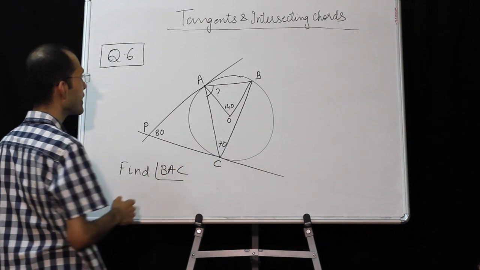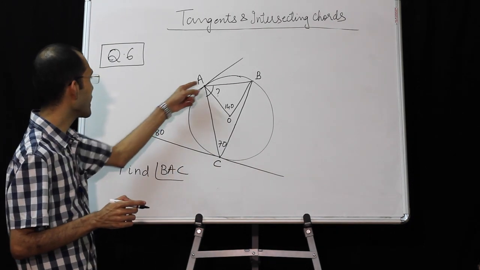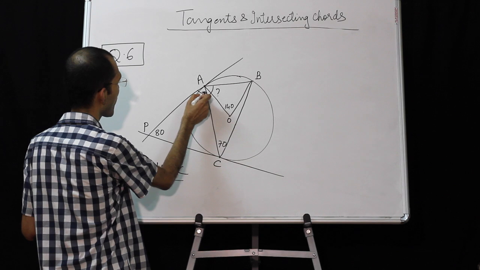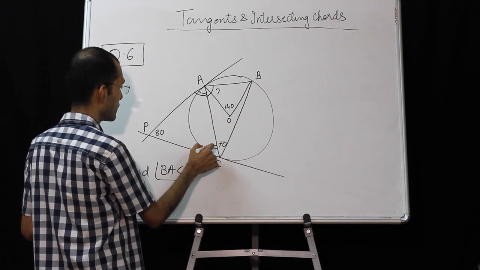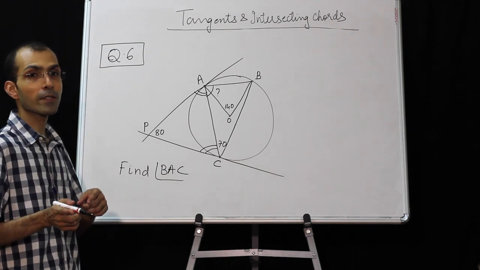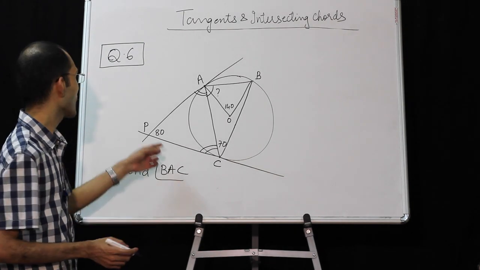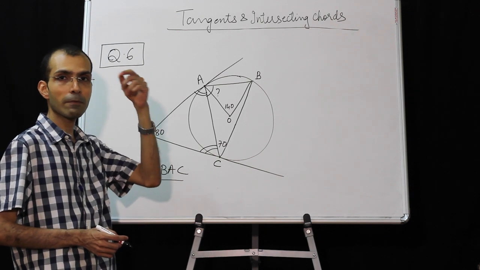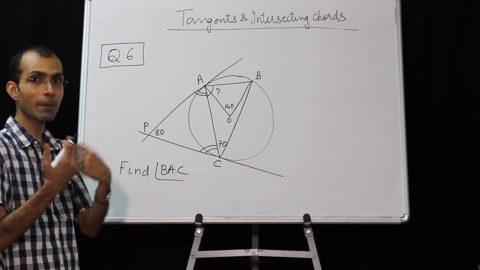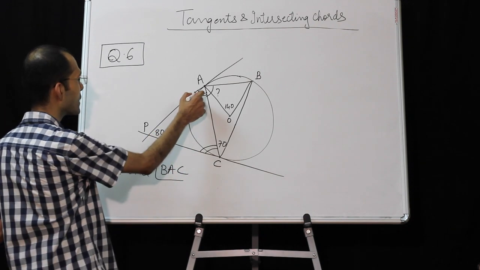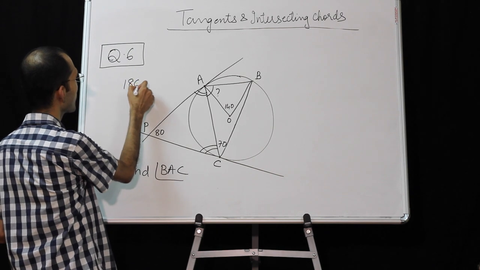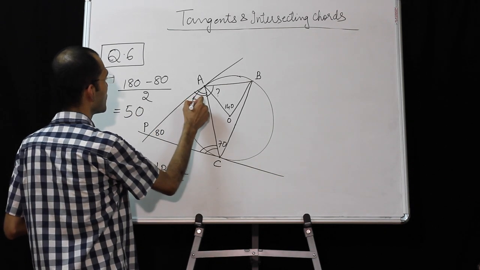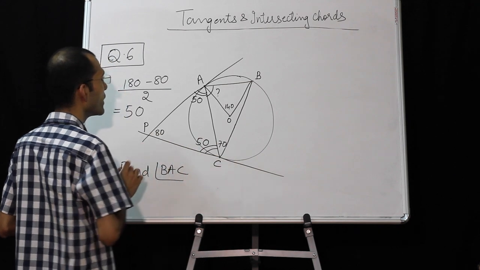Now PA and PC are the two tangents. So this angle will be equal to this angle. Angles opposite to equal sides are equal. So naturally these two angles will be equal. Remember first concept when I taught you, I said this is a length concept actually, but it will help us in angles, and now here it is helping. So each of these angles will be how much? 180 minus 80 upon 2, that will be 50. So this is 50 and this also will be 50.